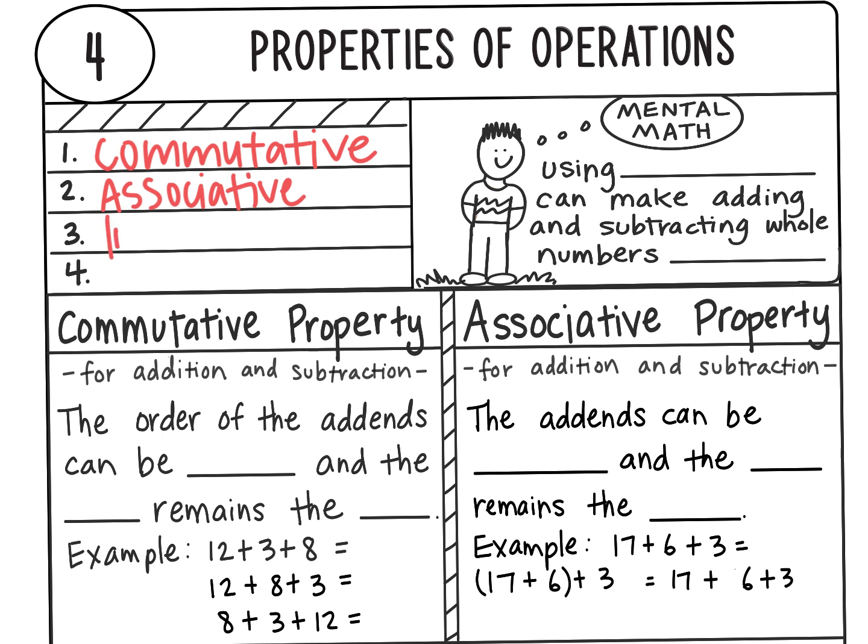One is called the inverse operation. You don't have to say that. Inverse operation. And identity property of 0.